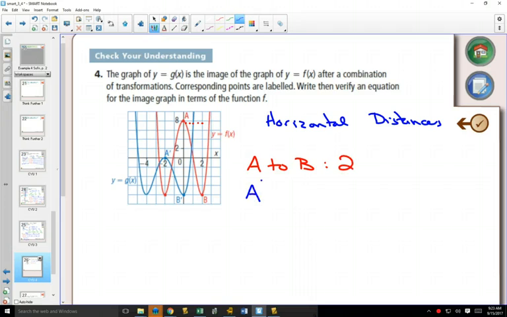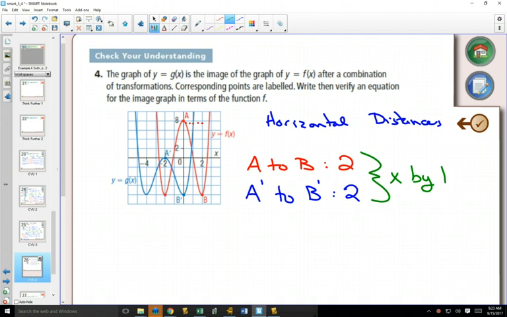On the blue graph, when we look at A prime to B prime, we're starting at negative 2, and again we go 2 to the right to get to B prime. So in this case, to get from 2 to 2, you could multiply x by 1, but really what that means is there has been no horizontal stretch or no horizontal compression. It just has stayed the same.